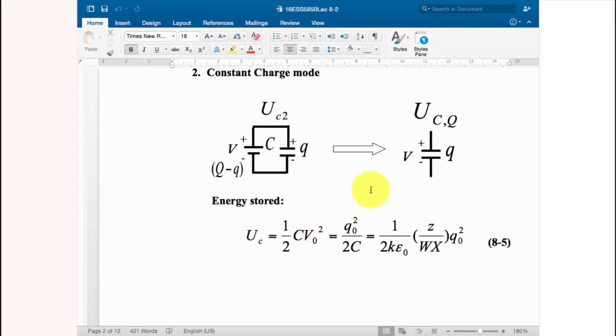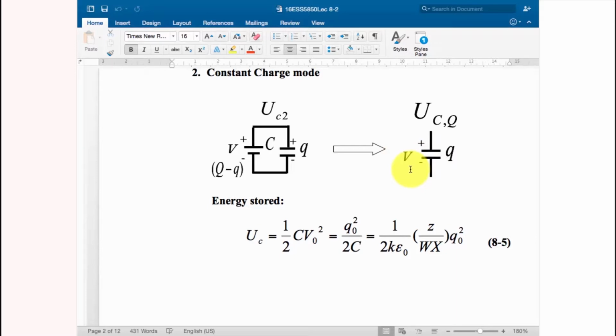So you plug in, because we are operating in the constant charge mode. In this case, when we change the gap or change the overlap distance, the voltage will be changed. However, the number of charge will not be changed, right? Because the charge has been isolated from outside. It won't leak out, won't go away. So no matter how you move, the charge will keep the same number. However, when you change the distance, if the charge keeps the same number, your voltage will be changed.